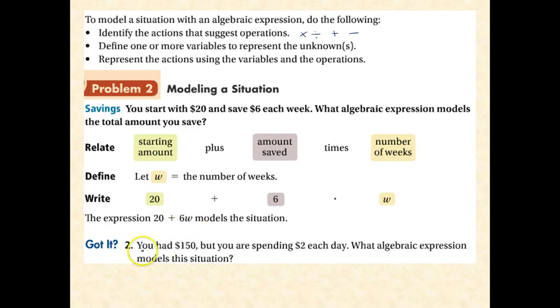So can you come up with an expression that models this situation? You had $150, but you're spending $2 each day. So I'm starting with $150 and I'm spending $2 each day. That means I'm going to take away $2 times the number of days. So I defined D to be the number of days, and I thought through it and said, hey, there's $150 minus $2 per day. Booyah!